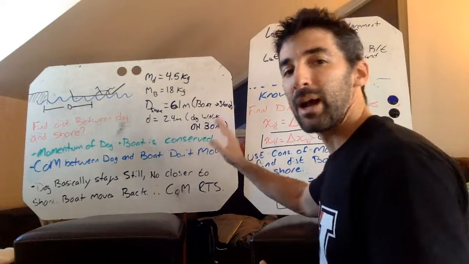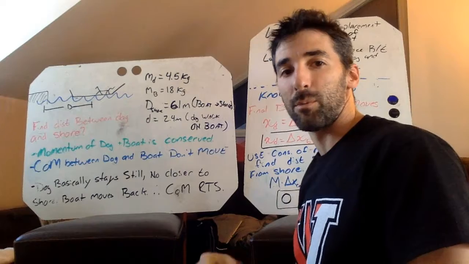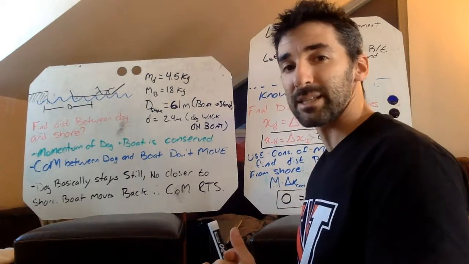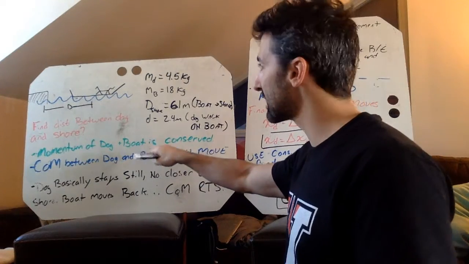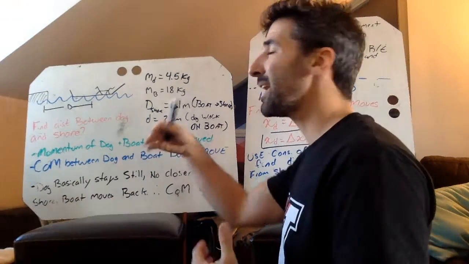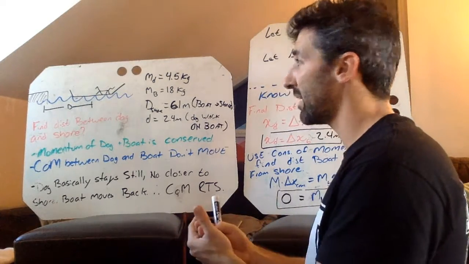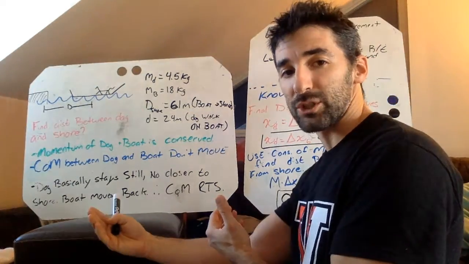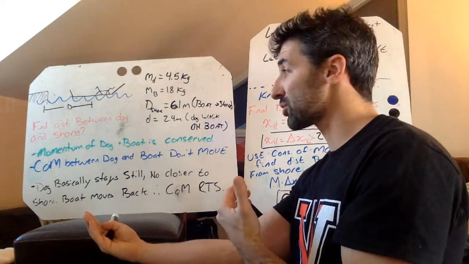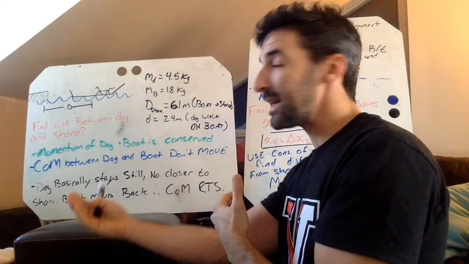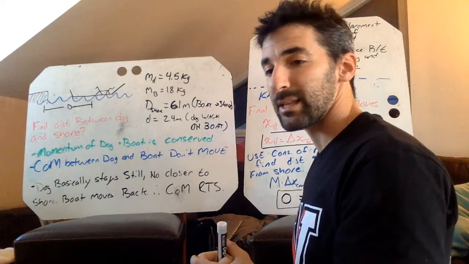Things that I know. I know that the momentum of the entire system has to be conserved. The momentum of the dog-boat system is obviously conserved. That's the law of conservation of momentum. Now, one of the tricks here is the center of mass between the dog and the boat. That actually doesn't change. And why doesn't that change? Because the dog is running towards the shore. The boat is moving underneath the dog almost like a treadmill, which means the center of mass of the boat-dog system remains the same. That's one of the keys to this problem.